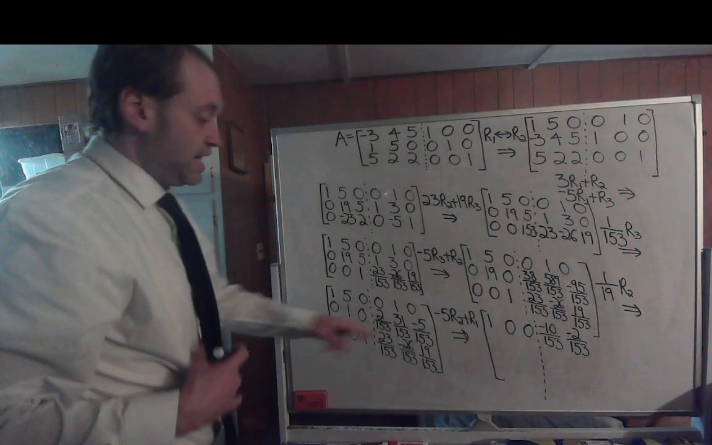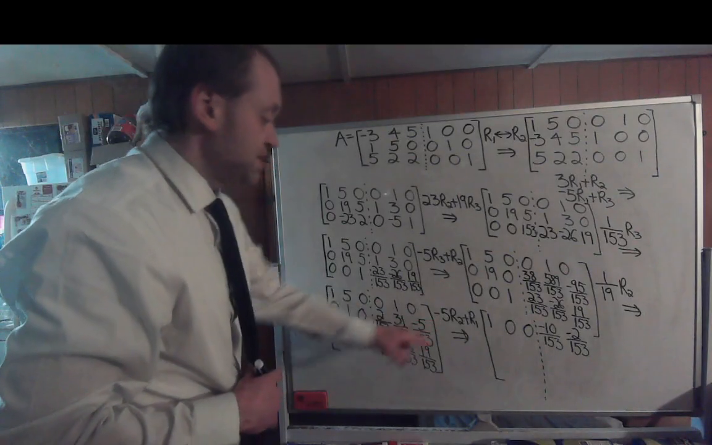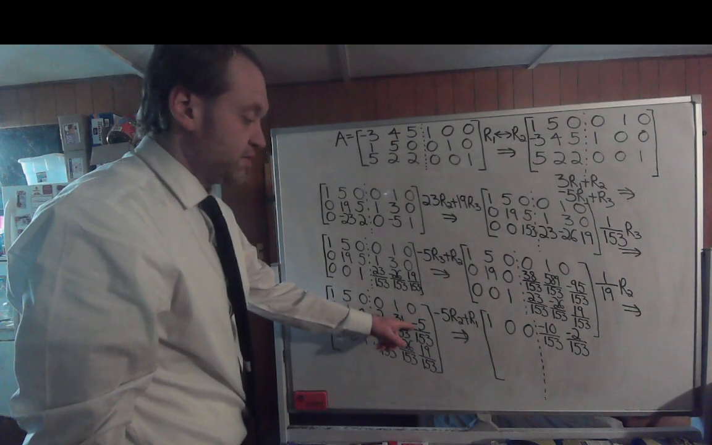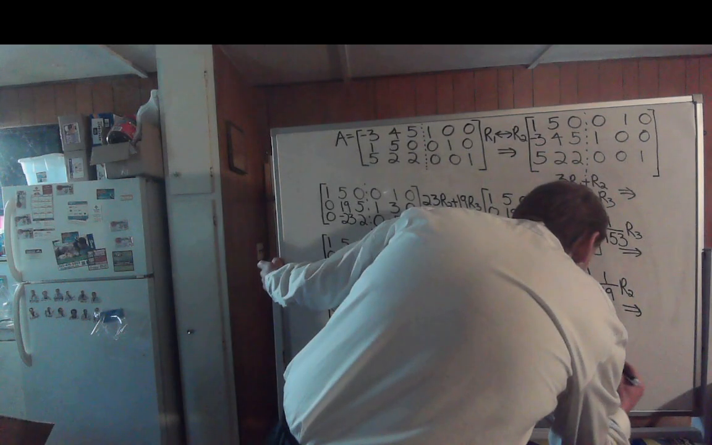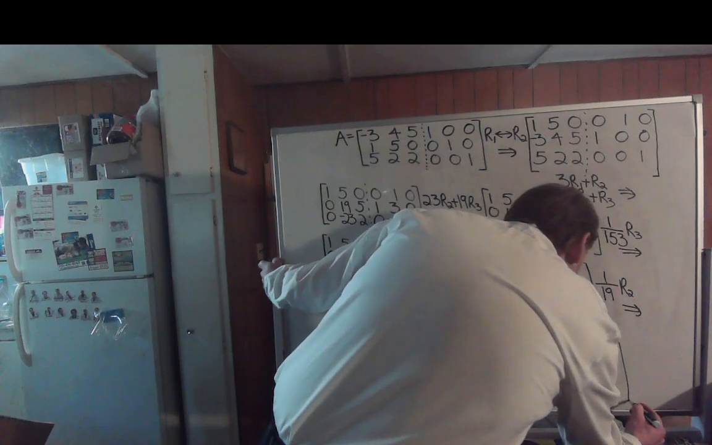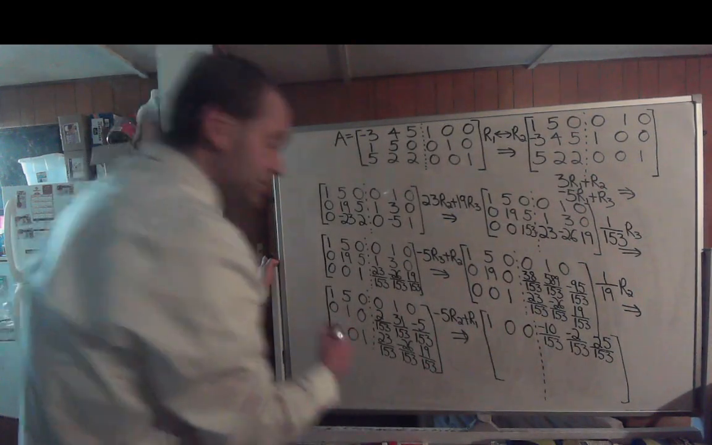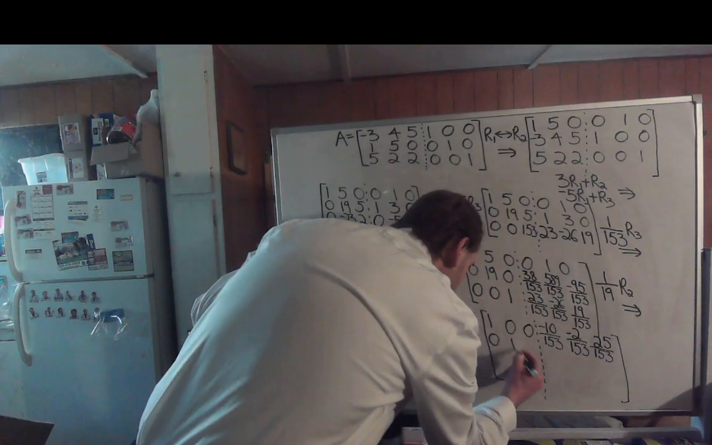And then negative 5/153 times negative 5, that would be 25/153 plus 0. That would give you 25/153. So yeah, these are just downright awful. There's no lie about it. And then your other rows, they're already reduced.